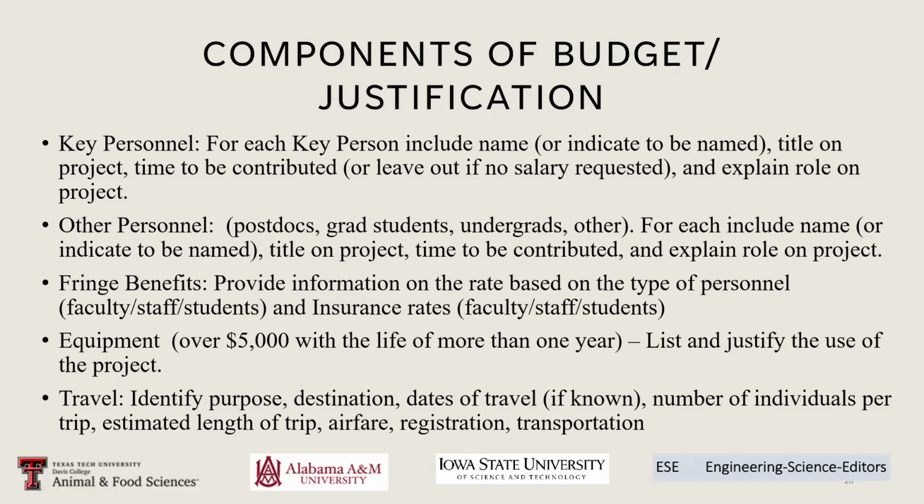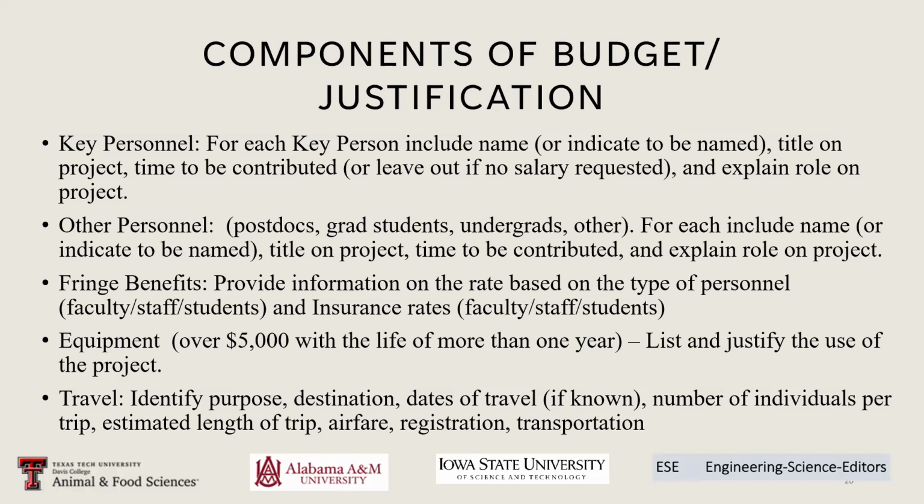It's just the lack of justification that I see over and over again, because the reviewers, they can see the budget, they can see that you want the $6,000 for this equipment, but why? What is it going to be used for? How is it going to be used? So you always want to ask yourself, how and why over and over through the justification.